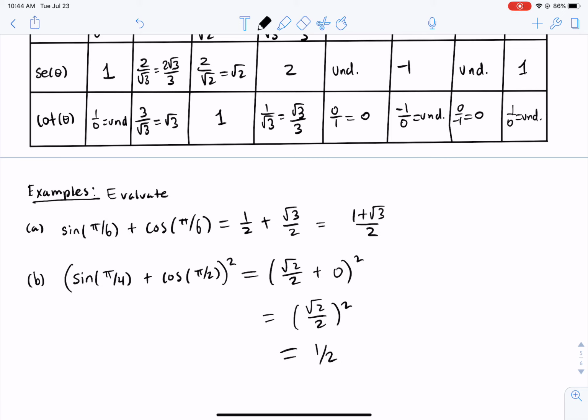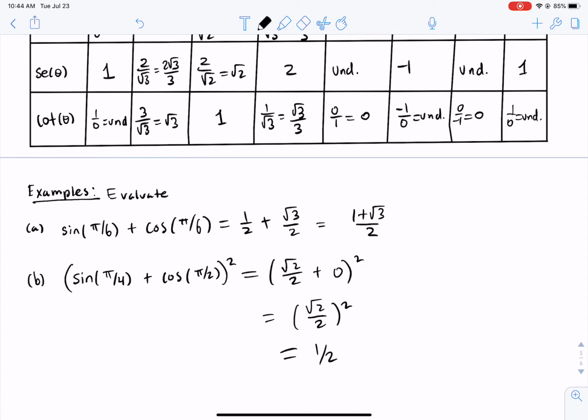But this is all coming from the table. We're supposed to know what these are. Can I square the bottom as well, or just the top? Yeah, we square both of them. The square root of 2 squared is just going to be 2 on the top, and the bottom is 4, so that's going to reduce to 1/2.